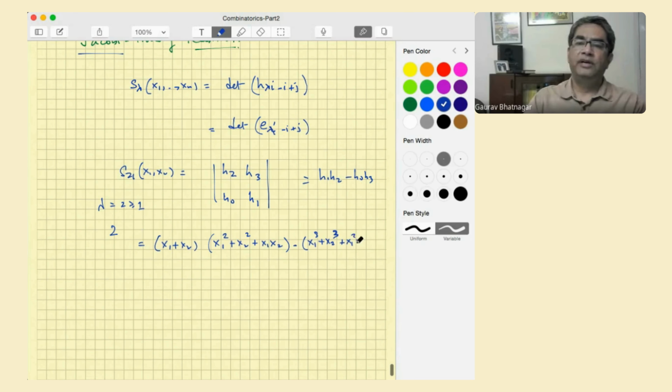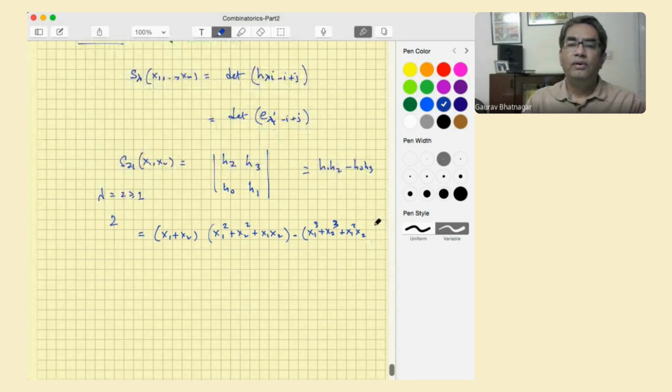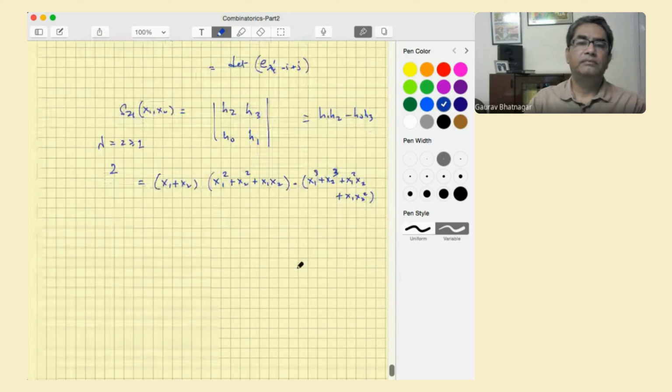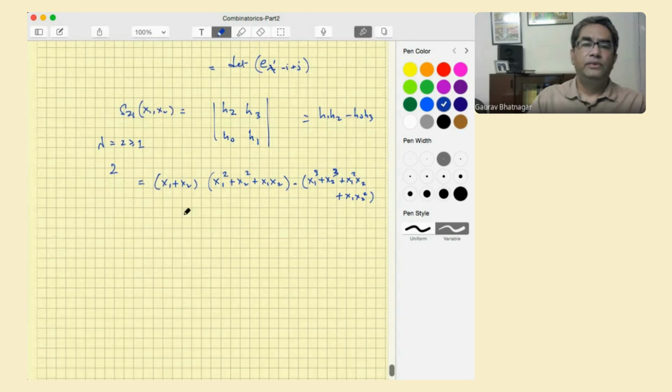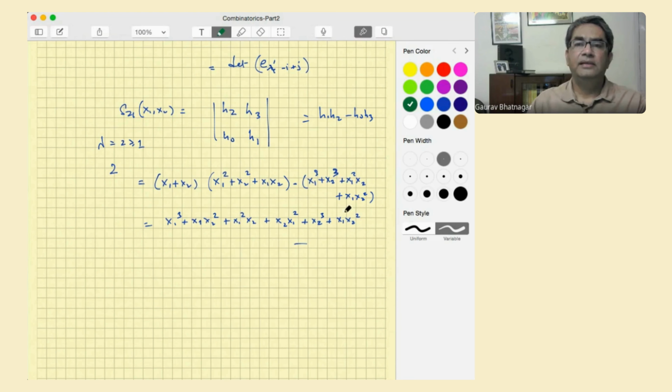plus X1 square X2 and X1 X2 square. So yeah, this guy on the left is X1 cube plus X1 X2 square plus X1 square X2 plus X2 X1 square plus X2 cube plus X1 X2 square minus this chap. And let's just cancel it directly here.